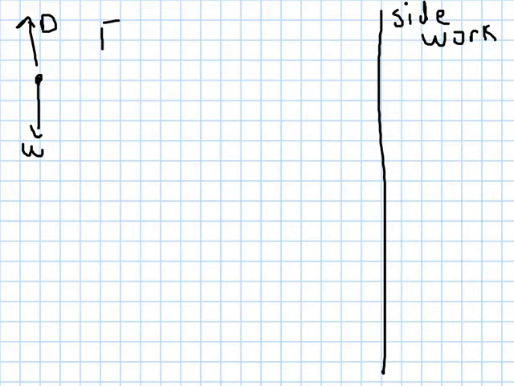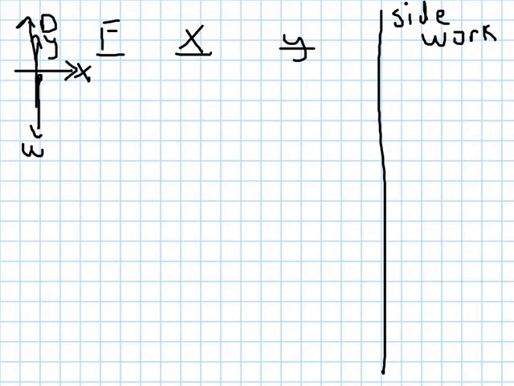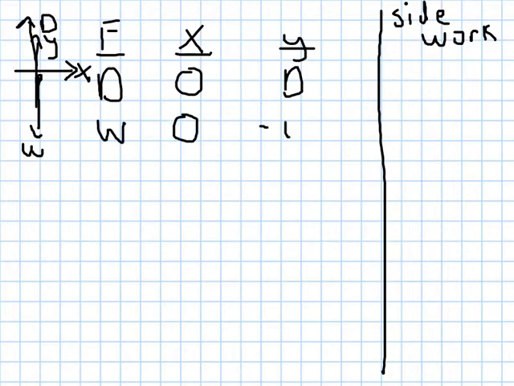If I make a table of my forces, and I consider them in the x and the y direction, here's my coordinate system, x and y. Then drag force does not act in the x direction. Drag force acts in the y. And weight also does not act in the x direction, but it's a negative y.